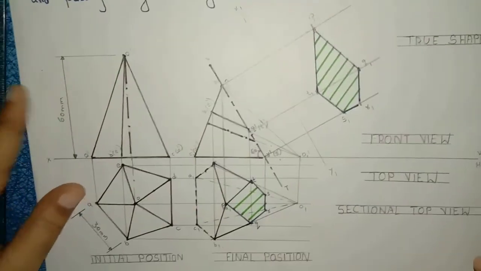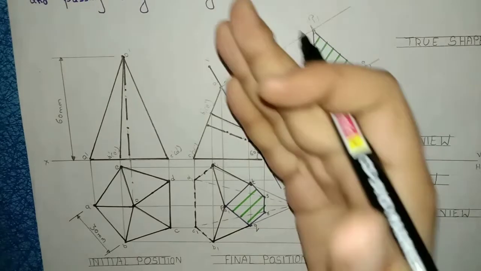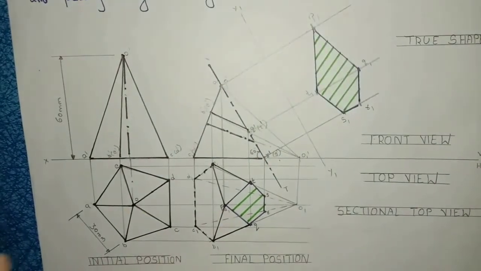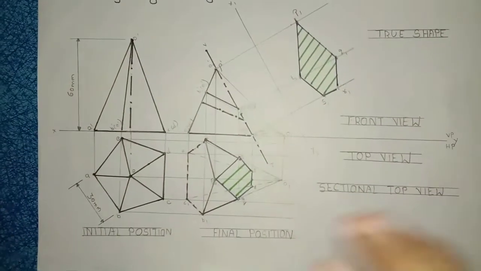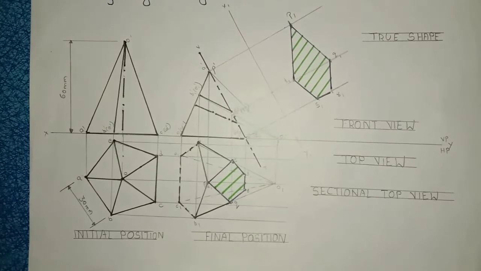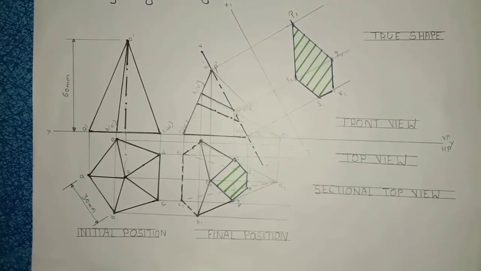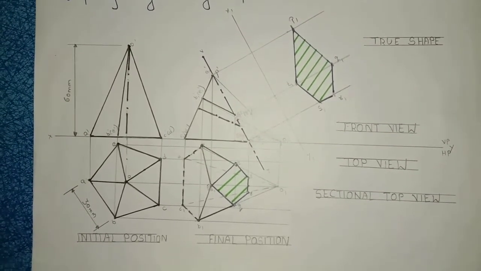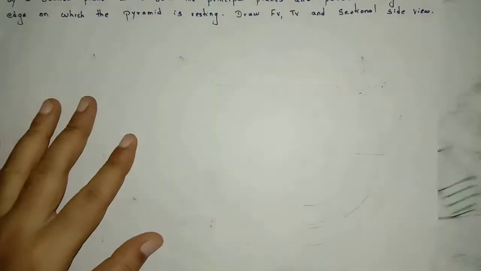Right, so this completes your problem. So in this problem we are removing this portion, so that portion should be in light manner, the total problem should be in dark manner. After completion of your problem you should write front view, top view, sectional top view and true shape. Right, so let us see the last problem.